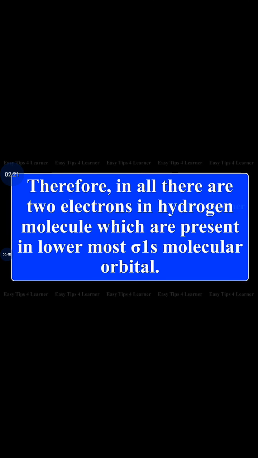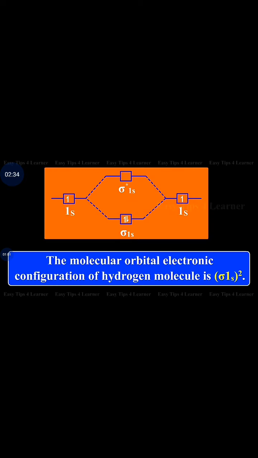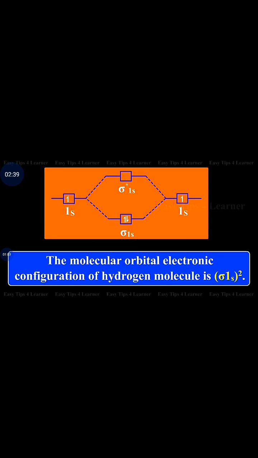Let's see after that. According to the Pauli exclusion principle, these two electrons should have opposite spin. Definitely, if they are in a single orbital, then the two electrons must have opposite spin. Now let's see the molecular orbital electronic configuration of hydrogen molecule. Here it is sigma 1s2.